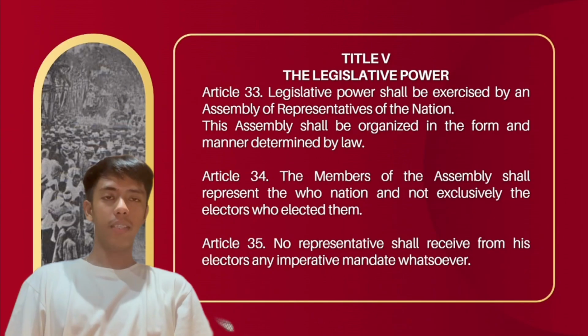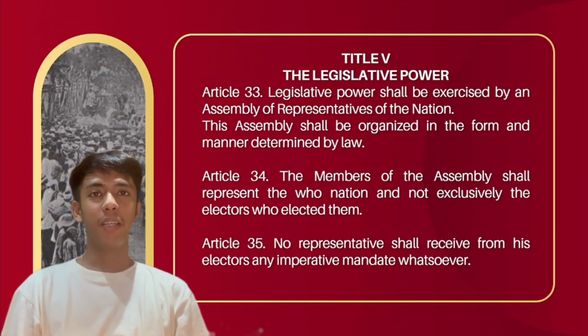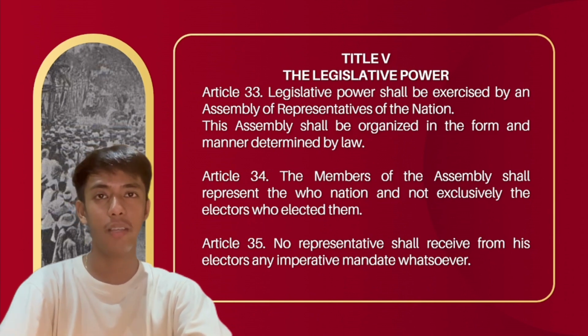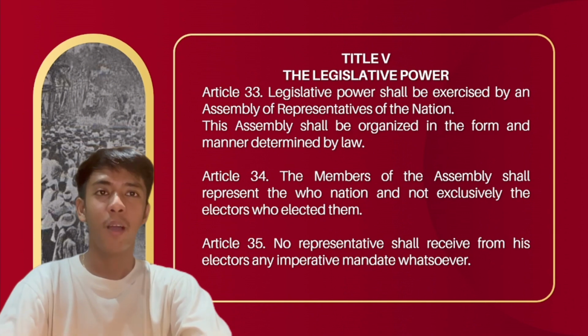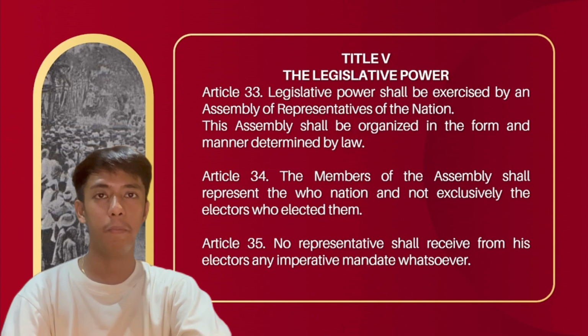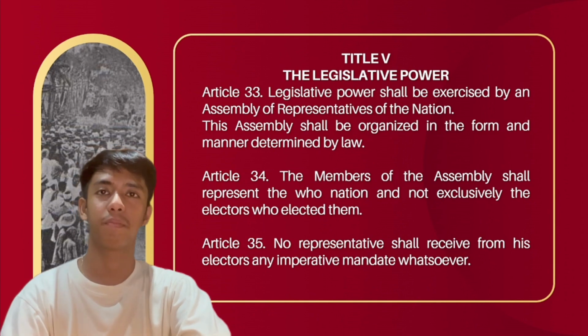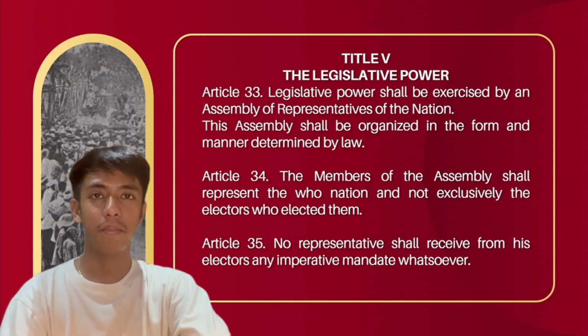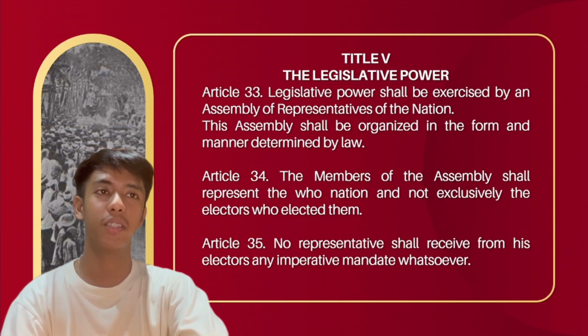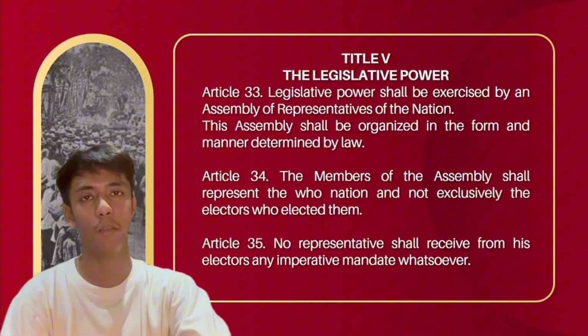Title 5. The Legislative Power. Article 33 establishes that the legislative power in the Philippines is vested in an assembly of representatives of the nation, which will be organized according to law. Article 34 specifies that members of the assembly represent the entire nation, not just their individual electors. Article 35 adds that no representative shall receive any binding instructions or imperative mandates from their electors.